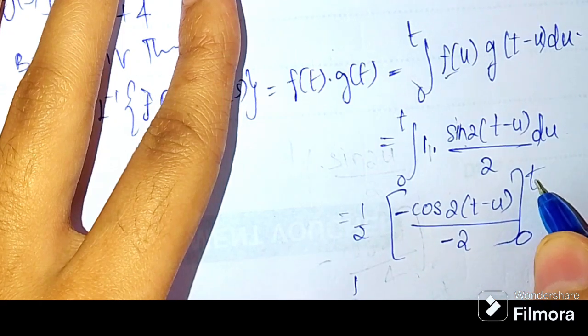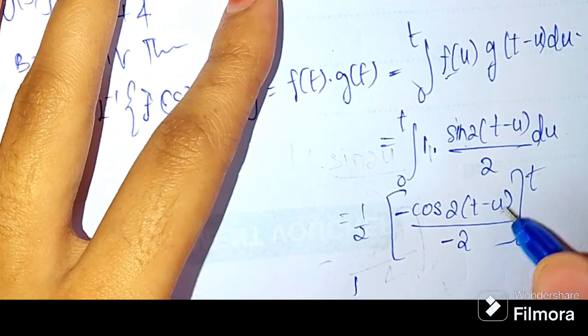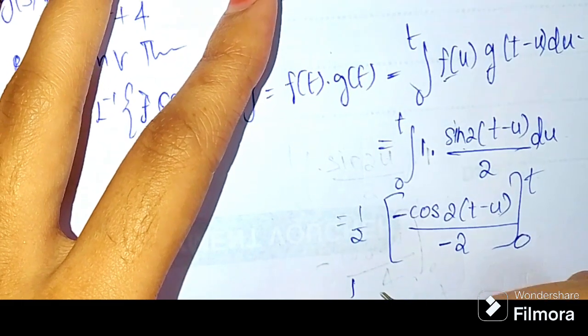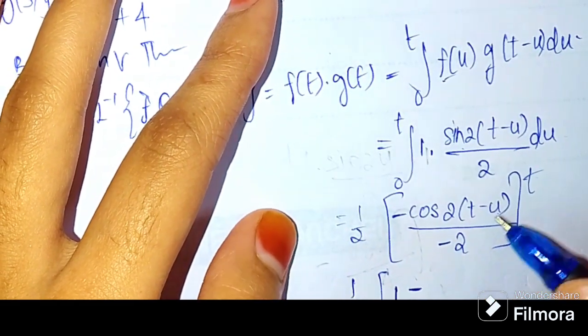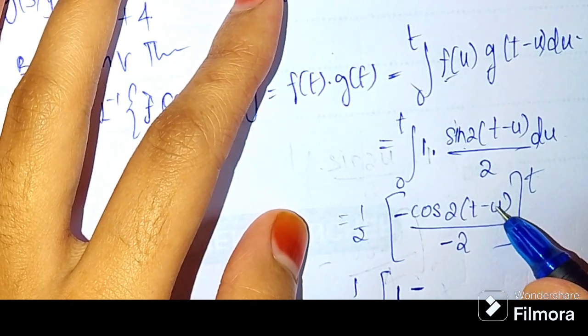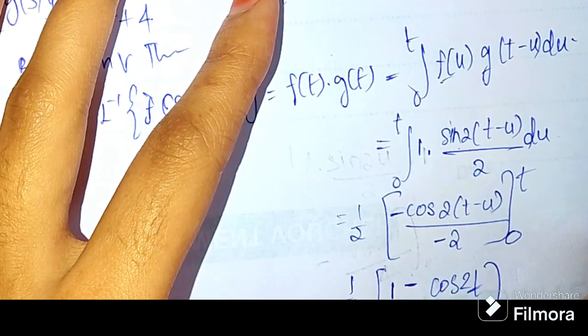So in which place do I have to put? In the new place. So I put t: t minus t will be 0, cos 0 will be 1. Next, putting 0 here, I'll get cos 2t. So this is my final answer.